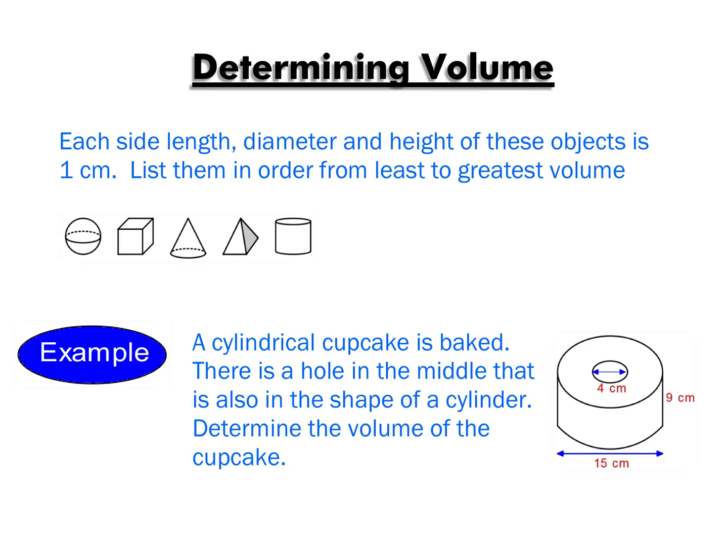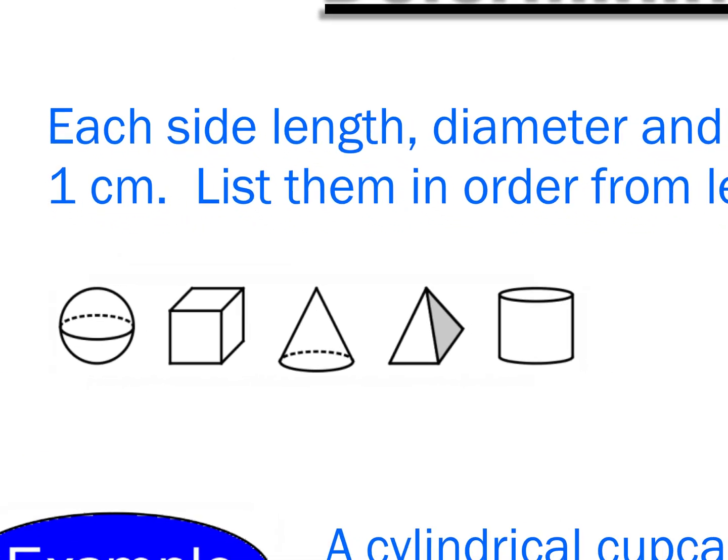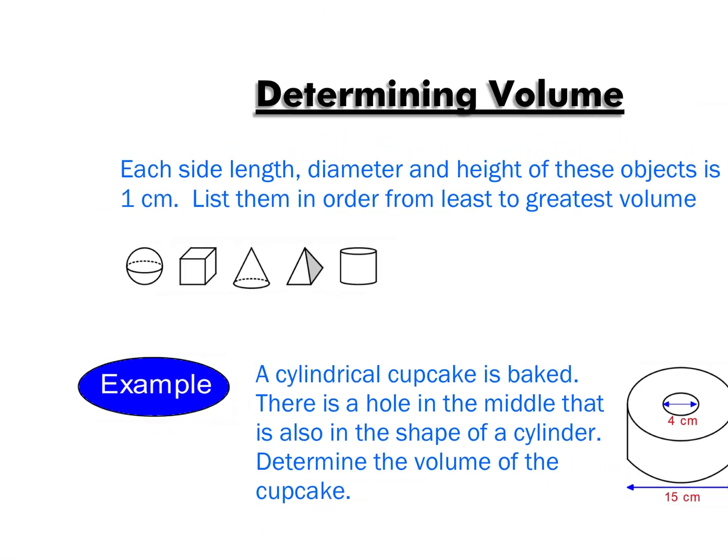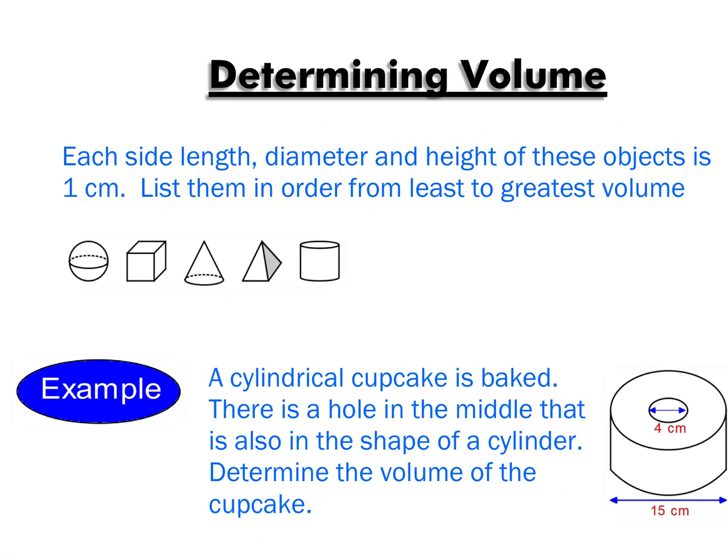So this lesson is on determining volume. This is a really interesting thing. It says right here, each side length, diameter, and height of these objects is 1. List them in order from least to greatest volume. It's a really good question. I like this a lot.